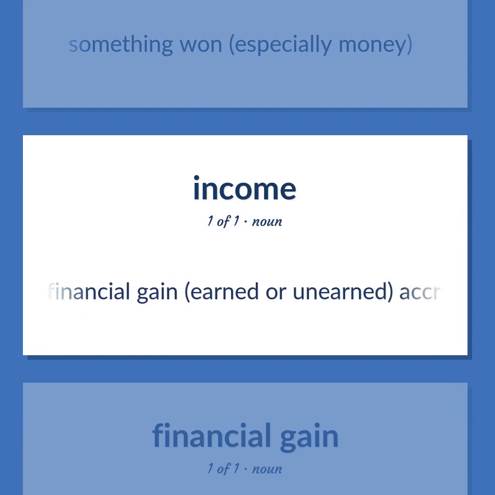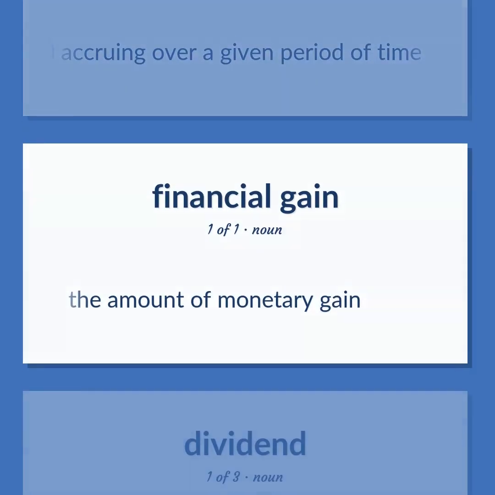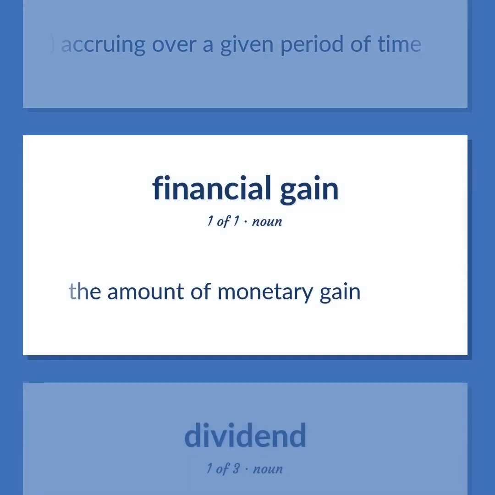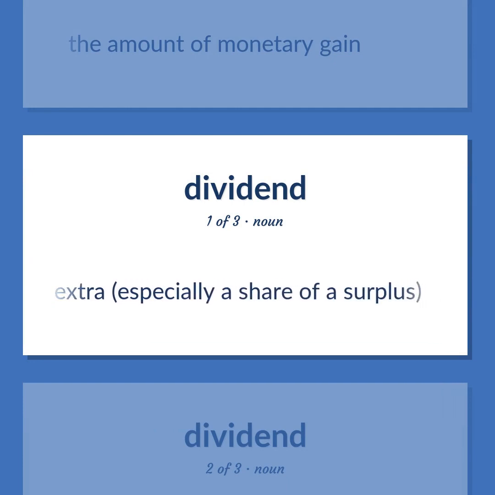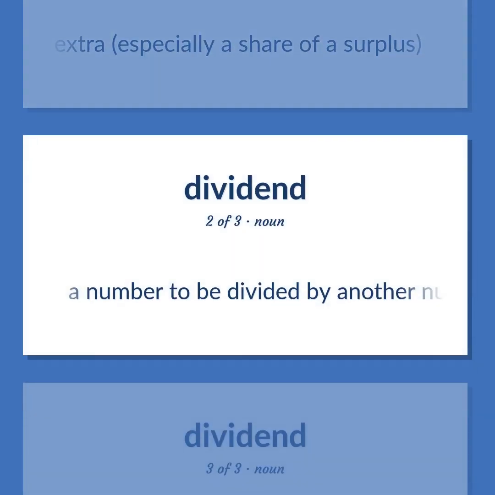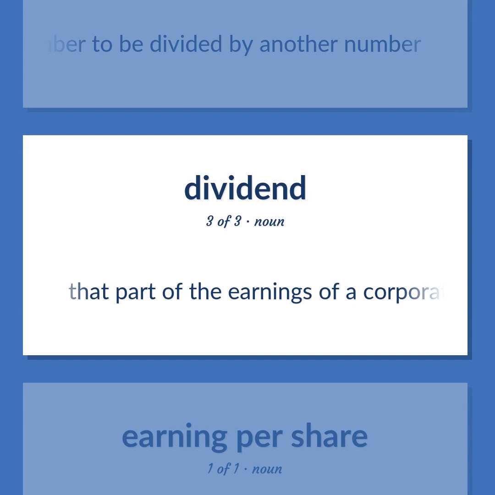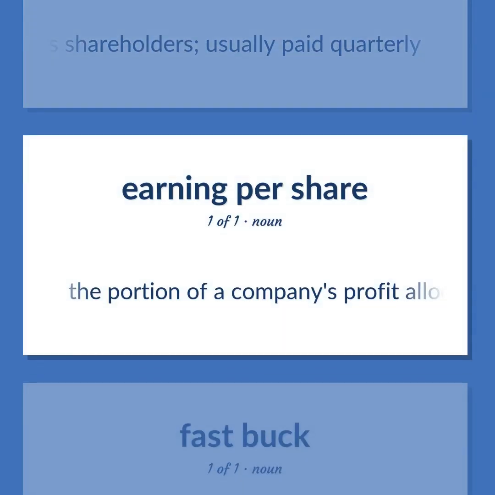The financial gain, earned or unearned, accruing over a given period of time. The amount of monetary gain. A bonus. Something extra, especially a share of a surplus. A number to be divided by another number. That part of the earnings of a corporation that is distributed to its shareholders, usually paid quarterly. The portion of a company's profit allocated to each outstanding share of common stock.